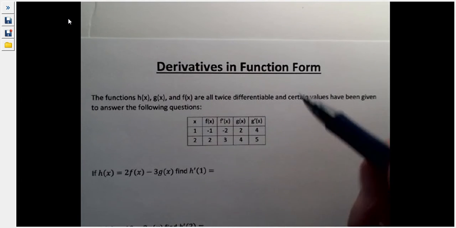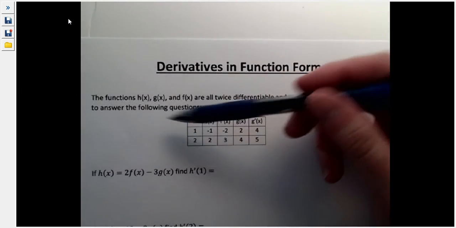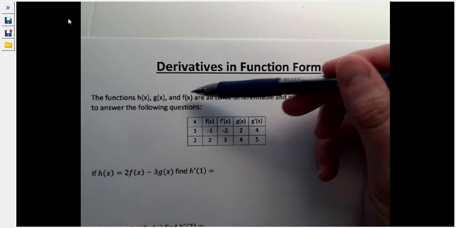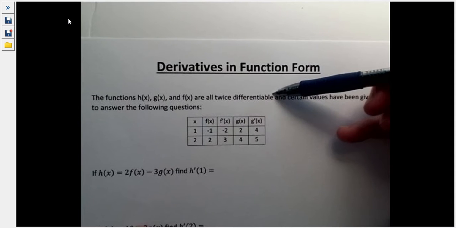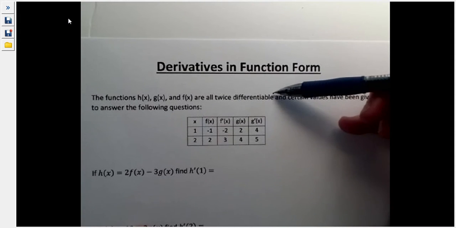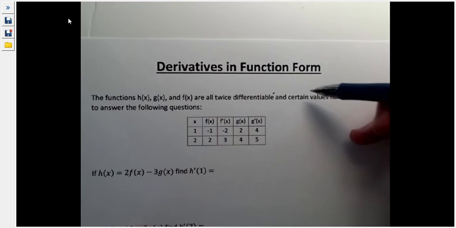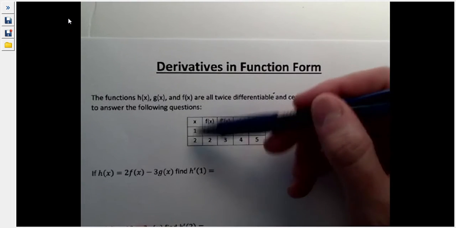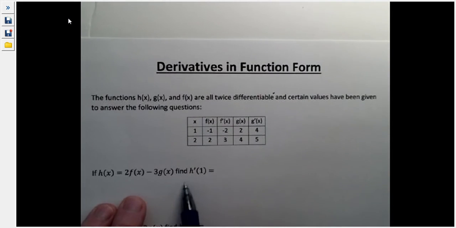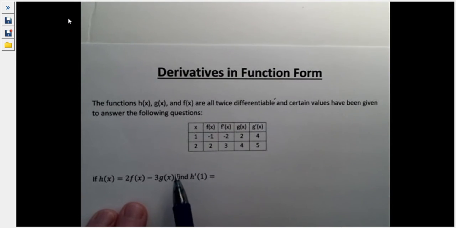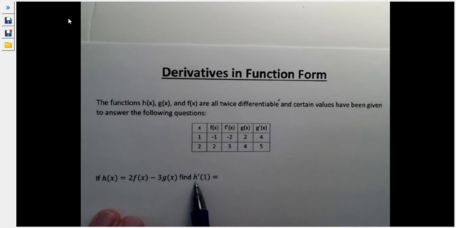Okay, so we have here these functions h of x, g of x, and f of x. They are all twice differentiable. That means that they have derivatives everywhere, in both their first derivative and their second derivative. And they've given us certain values in this table down here. They want us to basically evaluate what they've given us using this equation.